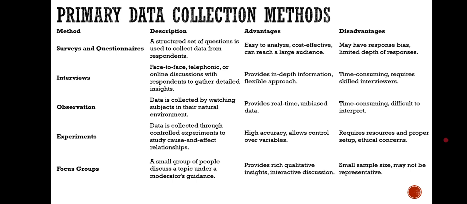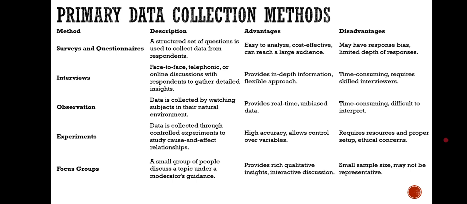Second method of primary data is the interview: face to face, telephone, and online discussion with respondents to gather detailed insight. And these are the advantages of the interview method. It provides in-depth information and a flexible approach. Like when you ask a question such as tell me about yourself, describe yourself, that means you are collecting in-depth information regarding the person. It is a flexible approach. Disadvantages are that it is time consuming and requires skilled interviewers. Like you can't ask random questions, you have a set of questions that is relevant to your topic.